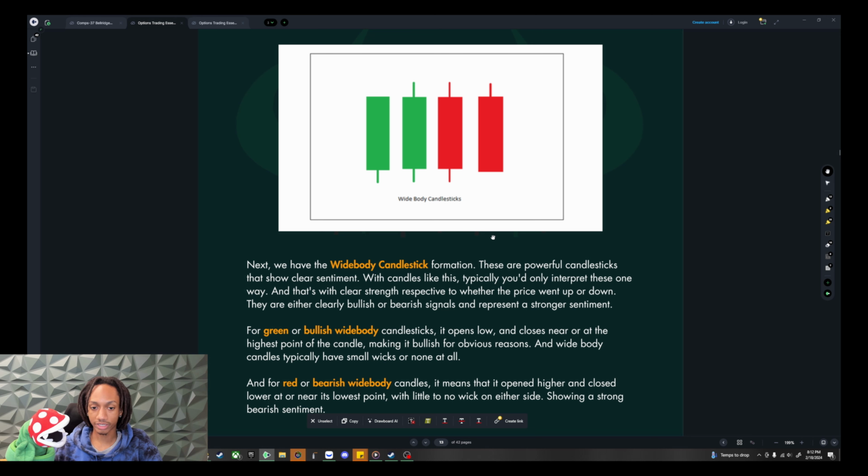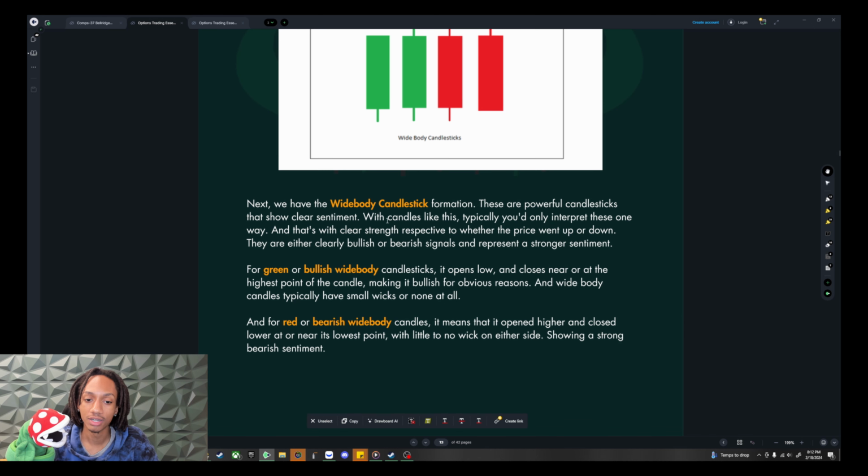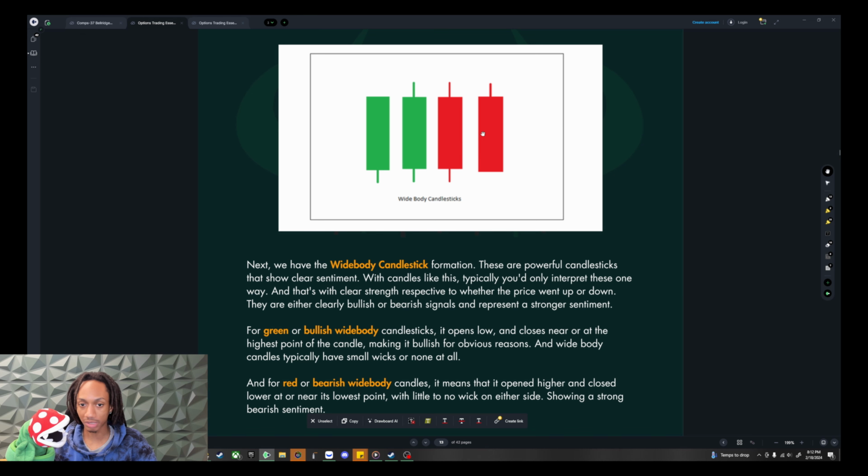And next candlestick right here, we have the wide body candle, and very simple. It just represents strength in a specific direction because it opened low or opened high. It opened and then closed pretty much at its extreme, and they show clear sentiment. With these candles, there's only one way to interpret them, and that's with clear strength respective to whether the price went up or down. They're either clearly bullish signals or clearly bearish signals.